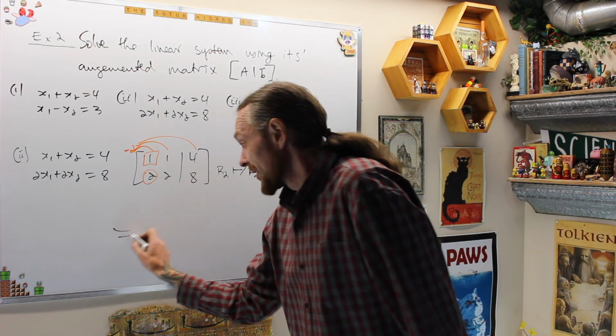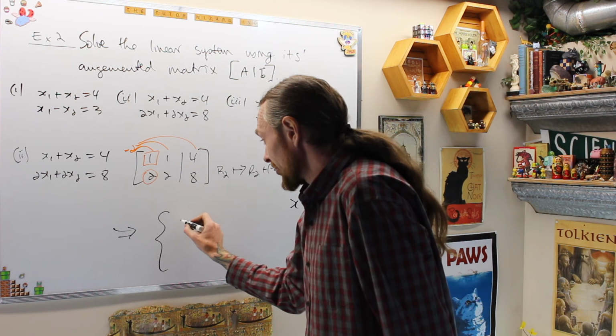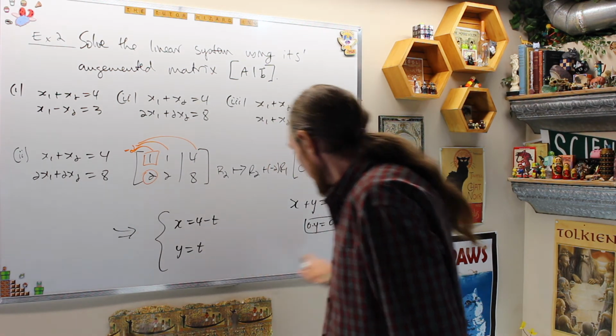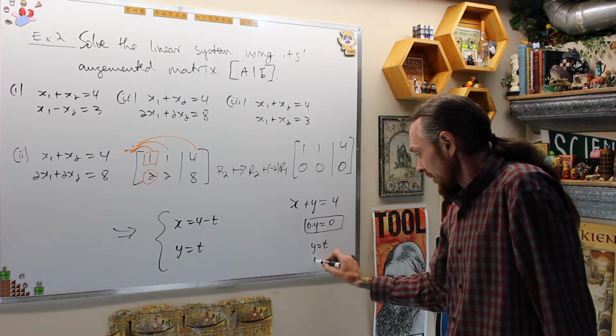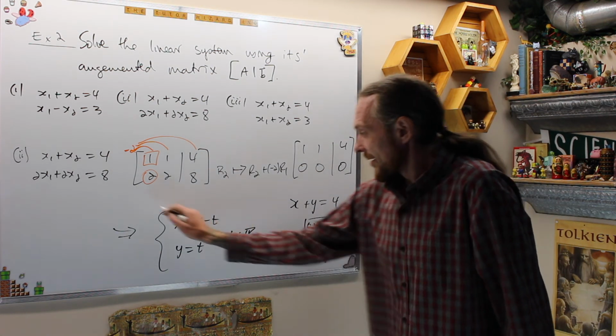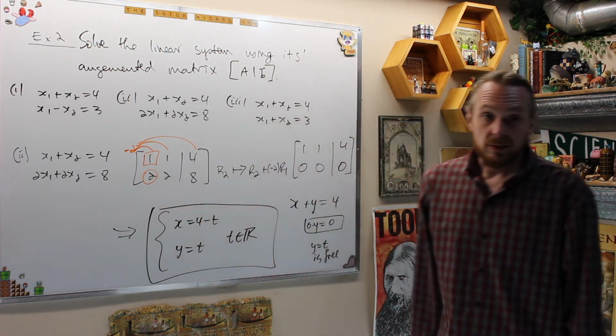So y is free to be anything, and it's a free variable. What that says is the general solution this time is going to be x is 4 minus t, y is t, the free variable. And what that means is there are infinitely many solutions.